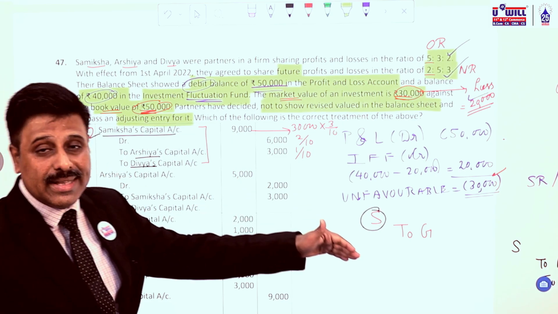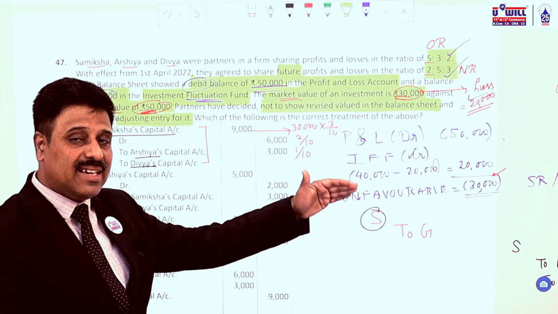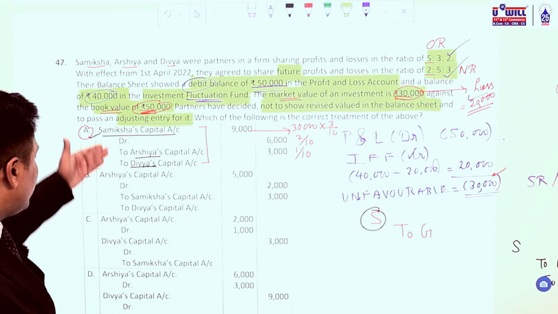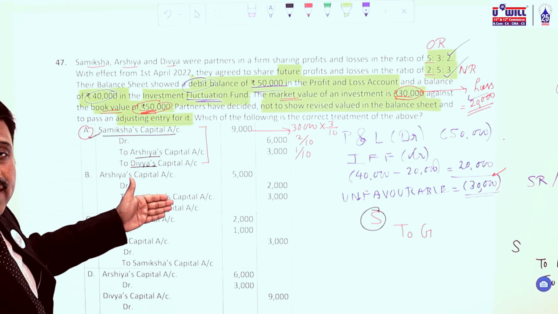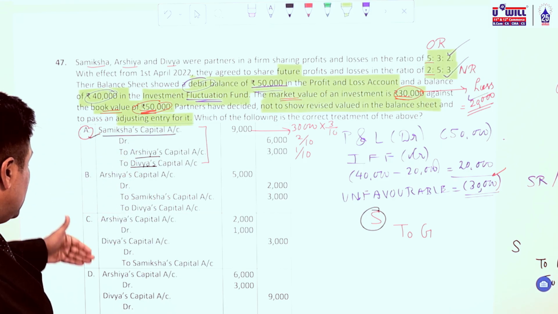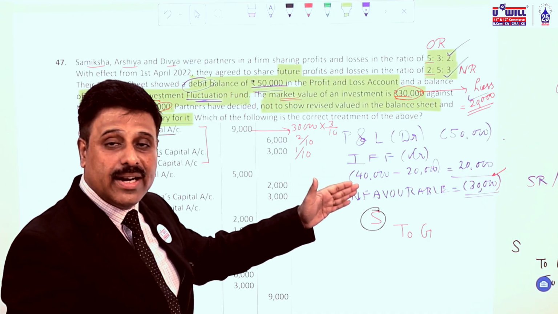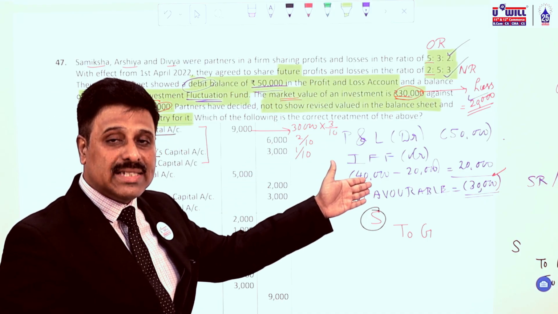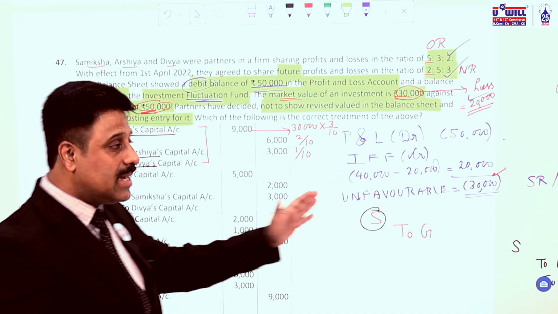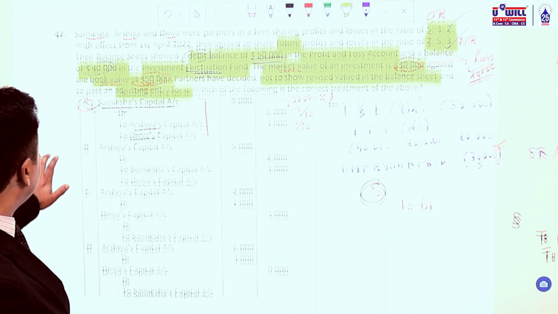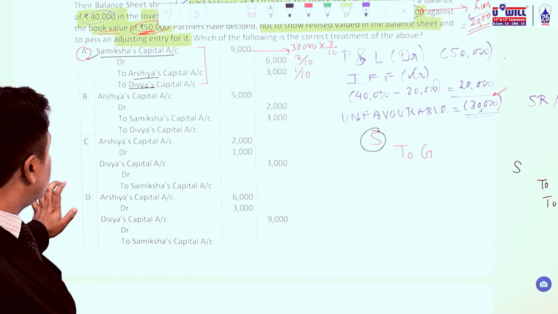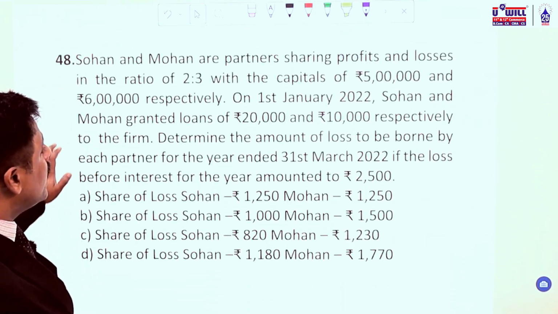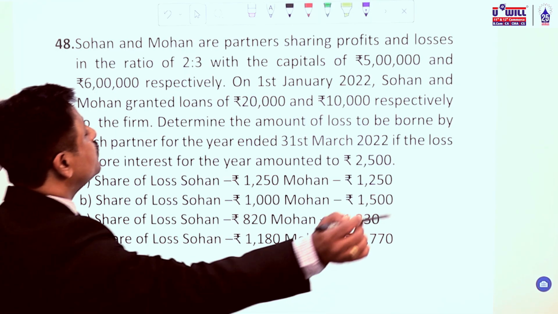But even without doing that, once you identify the sacrifice and gain, only in one entry we find Samiksha debited and Arshia and Divya credited. Had it been more than one entry, with the same journal entry but different amounts, only then in your exams would you waste time doing the further calculations. Otherwise, directly from gain and sacrifice, we can identify option A is the correct answer. Now, 48th question.